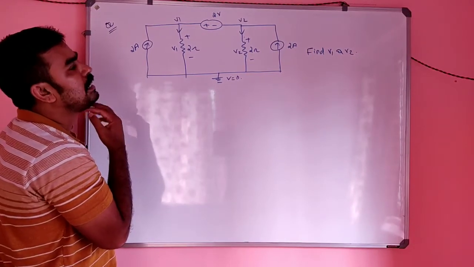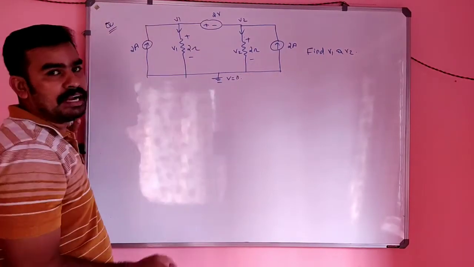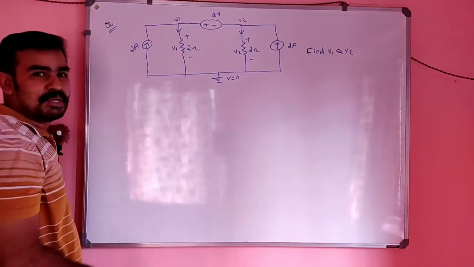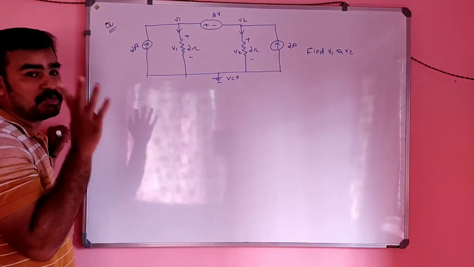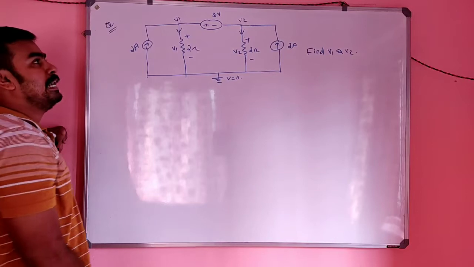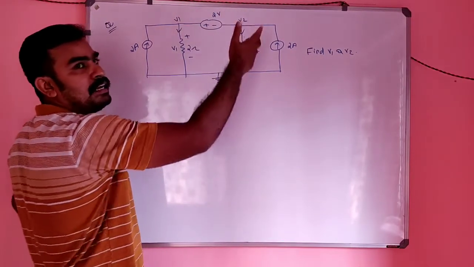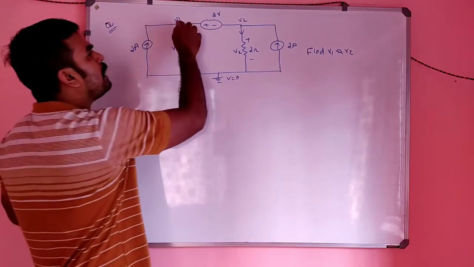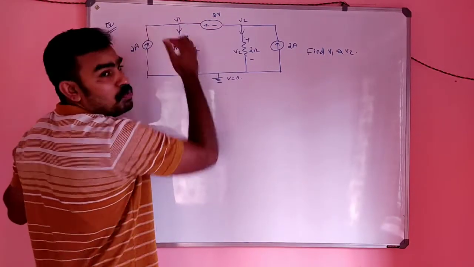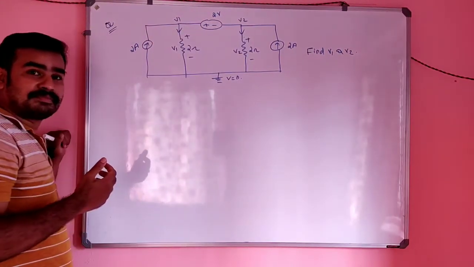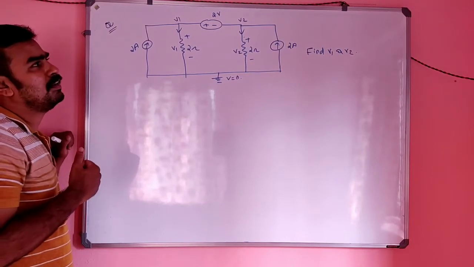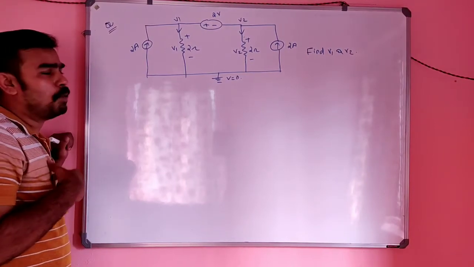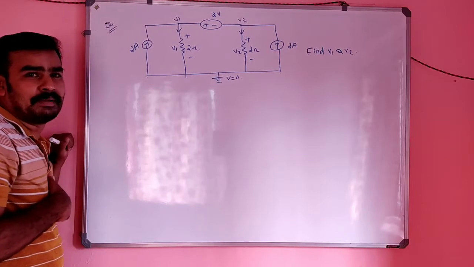But here you can see a voltage source in between the nodes, a single voltage source. If there is a resistance in between them, then you can do something. But if you find simply a voltage source between these two nodes, then what will be the solution? How can I write the nodal equation there?